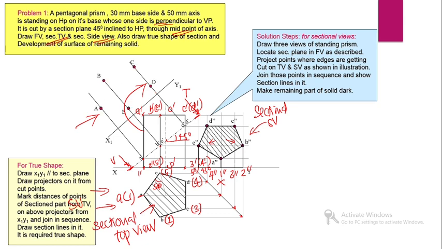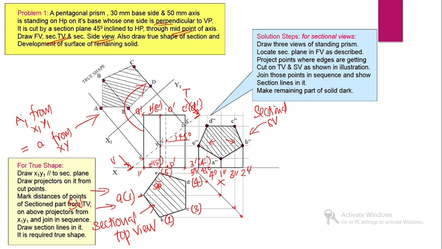Similarly, we can locate here the distance of A1 from X1Y1, which must be equal to the distance of small letter a from XY. Similarly, we can locate all the points A, B, C, D, E. Then while connecting all these points, we will get the true shape of the section. This is the first part of the question.